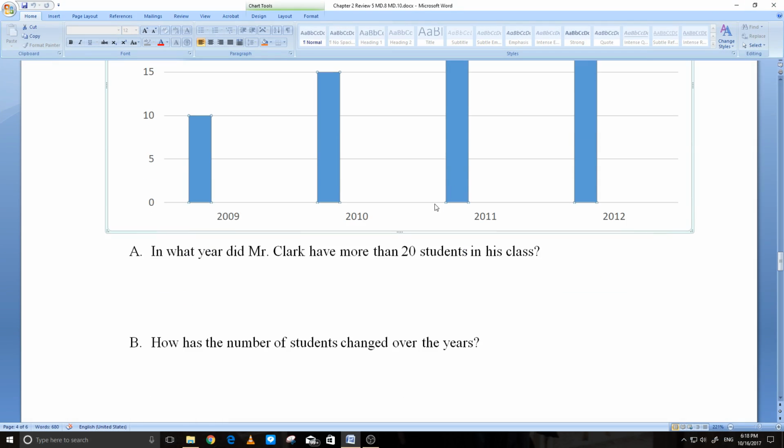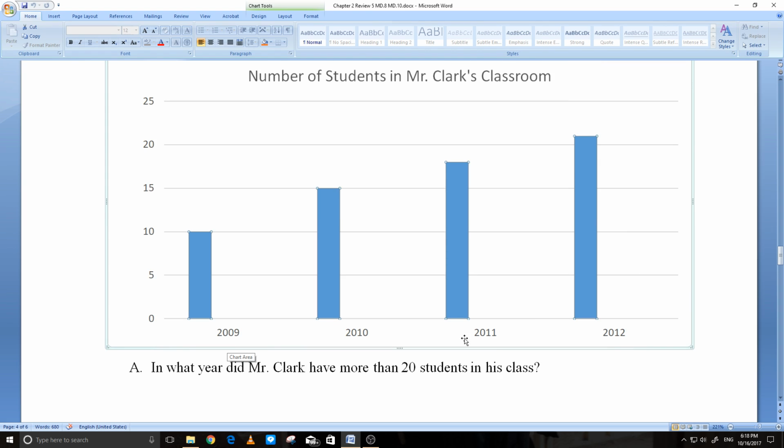Okay, the second part of the question says, how has the number of students changed over the years? Now, if we're starting from 2009 and go all the way to 2012, you can see that we're getting, is that more kids or fewer kids? That's definitely more, right? We're going from 10 to 15 to 18 maybe and to 21 maybe. So it's getting more and more kids every year.